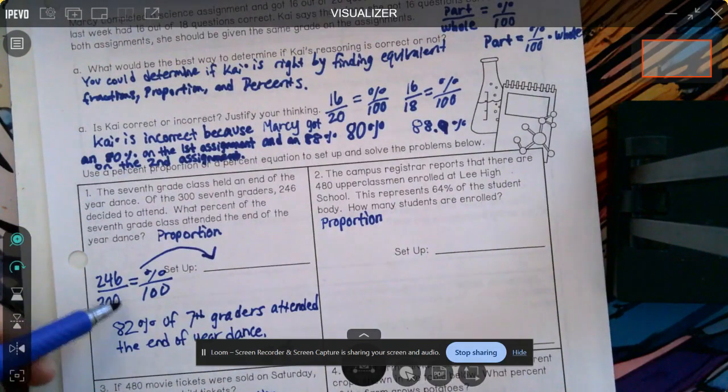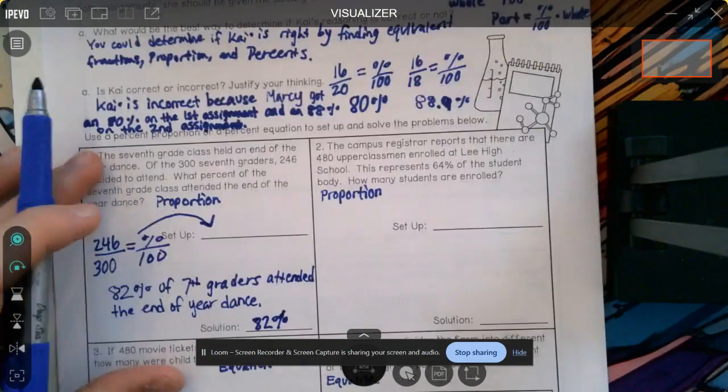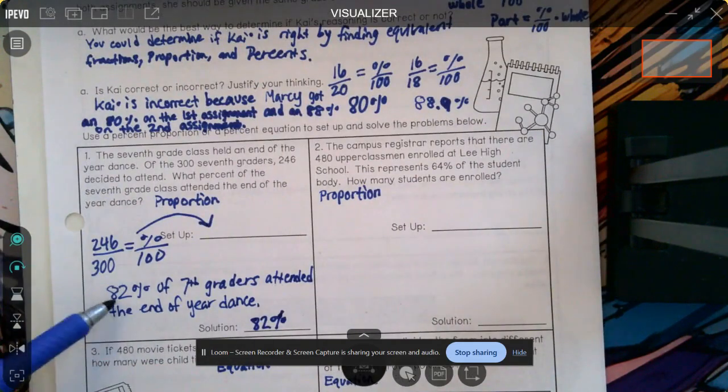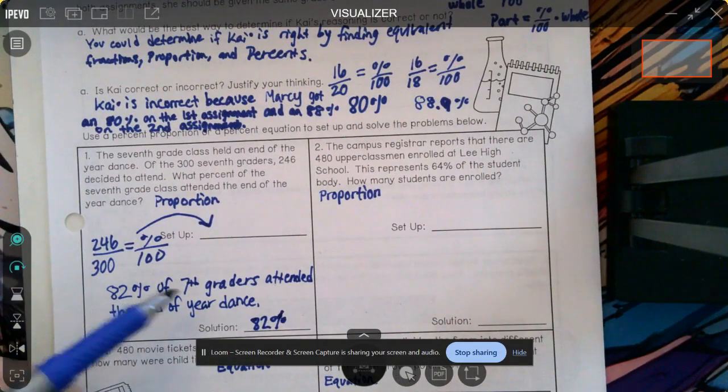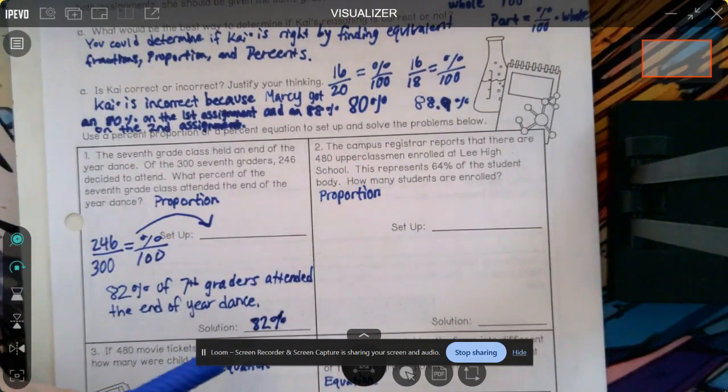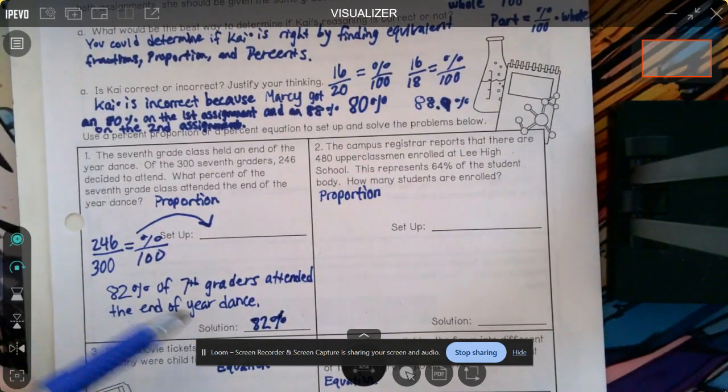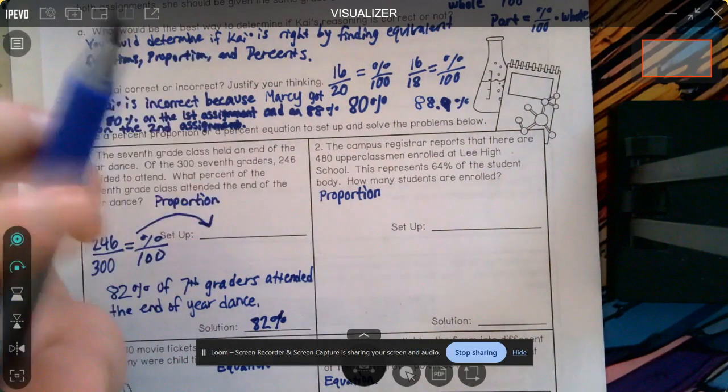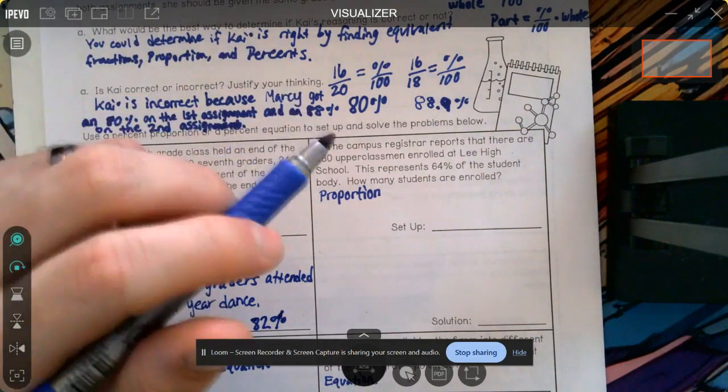All right, so I should have put that setup spot in there. It's not a big deal, I just drew an arrow. When you cross multiply, you get 82%. So 82% of the 7th graders attended the end of the year dance. So 82% is your answer. Make sure you answer with a complete sentence, guys. I know it's self-explanatory, but make sure you're writing it and understanding what the answer means in the problem. All right, you read number 2, and you set up your proportion and solve.